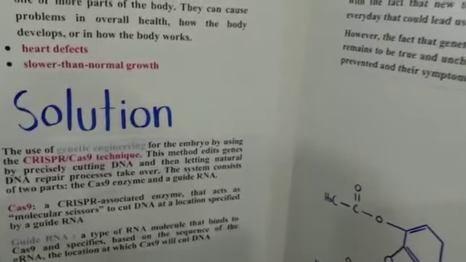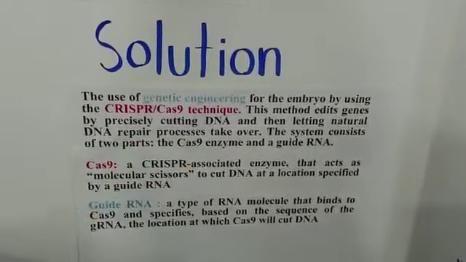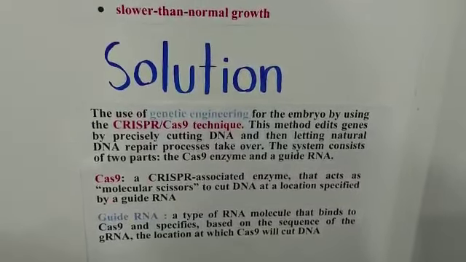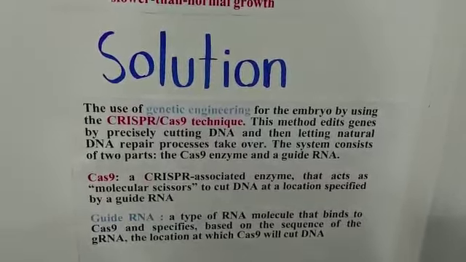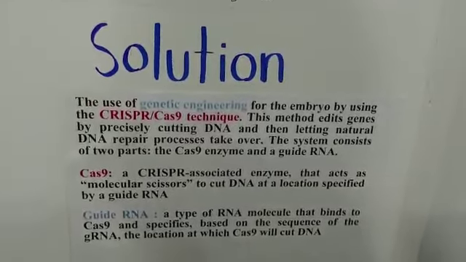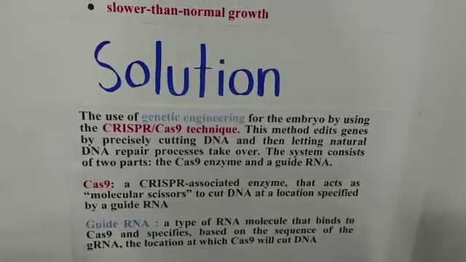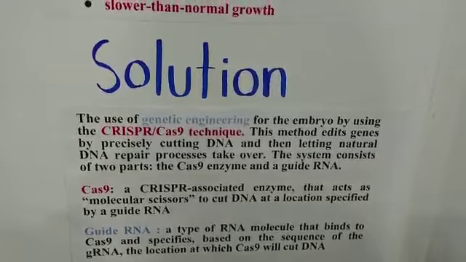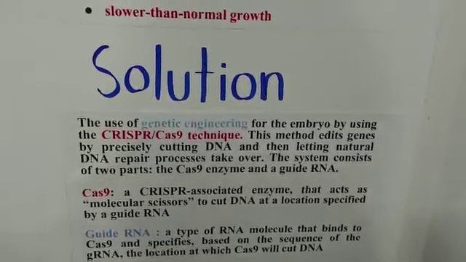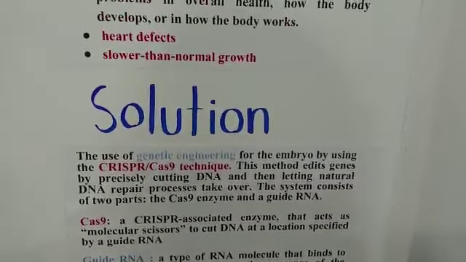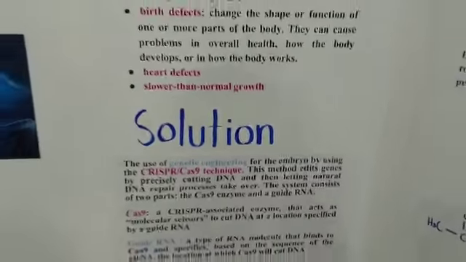So the system consists of two parts: the enzyme called Cas9 and the guide RNA. The Cas9's function is that it acts as a molecular scissors to cut the DNA. So this enzyme is what cuts the DNA at a specific location. And the guide RNA is a type of RNA molecule that binds to the Cas9. So it's like a substrate acting to its active site within a cell. And it's based on the sequence, and it just helps the Cas9.